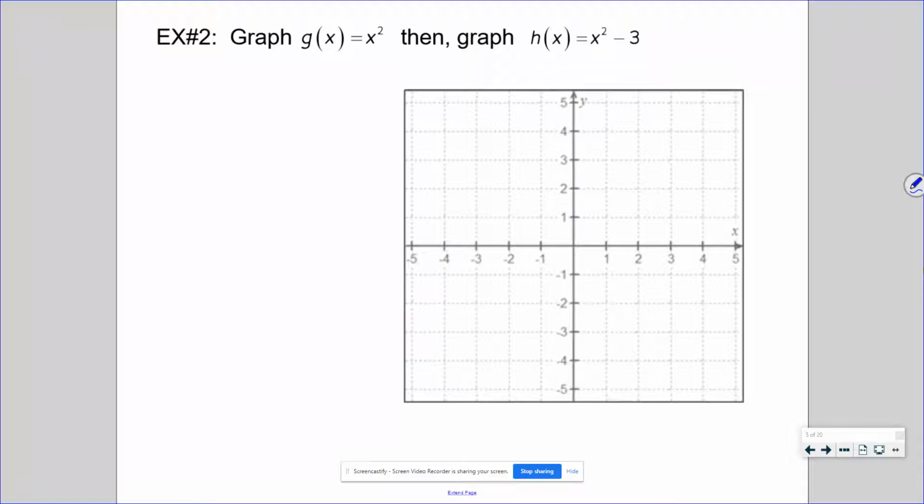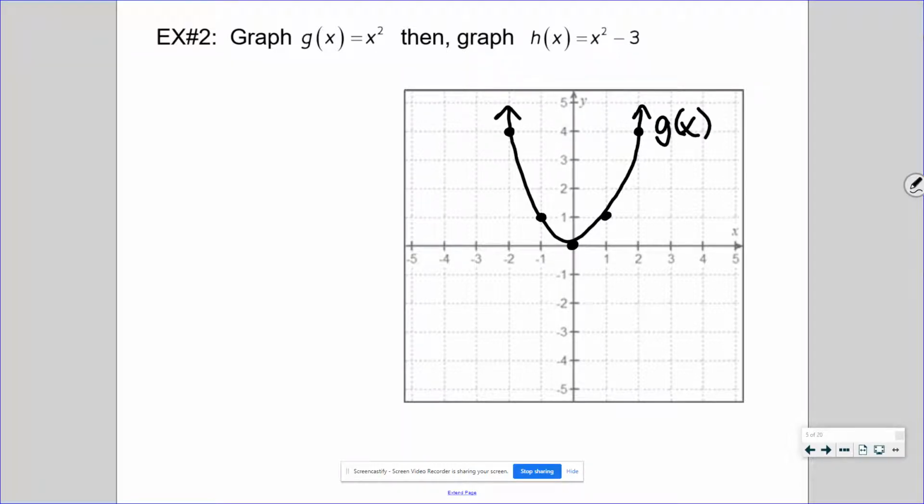Okay, here's the second one. We have g of x equals x squared. So we're going to graph x squared, which is a parabola. And again, it would be helpful to know key points on that parabola. So I need a U shape. I'm going to do my best here. Okay, and that's called g of x this time.